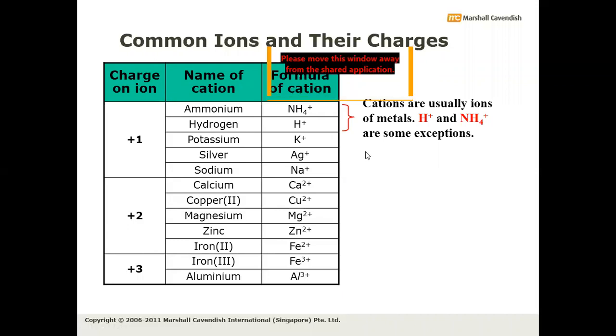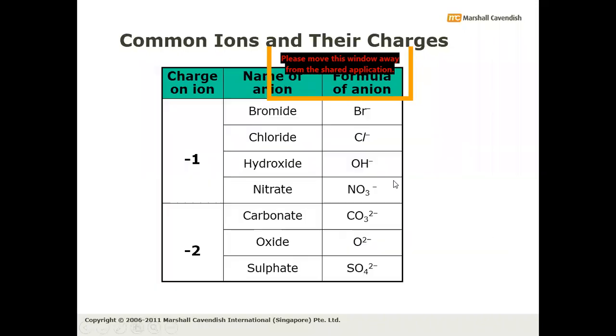So these are the charges on various elements. Plus one: hydrogen, potassium, silver, sodium. Group 2 elements have a plus 2 charge, and some of the transition elements such as copper, zinc, and iron have plus 2. For variable valencies, you write the number as a Roman numeral, iron 2 and iron 3. It means that iron 2 has a charge of plus 2 and iron 3 has a valency of plus 3. Aluminum is plus 3. So you need to rote learn that. You must remember that.